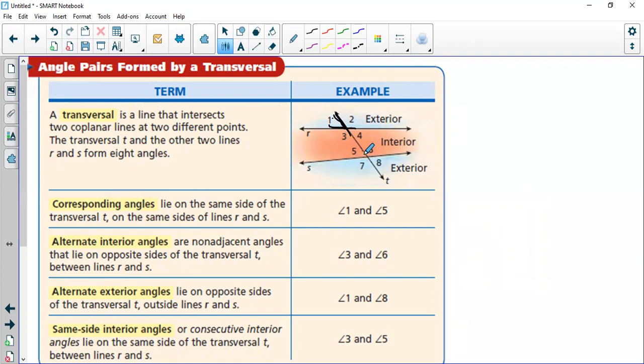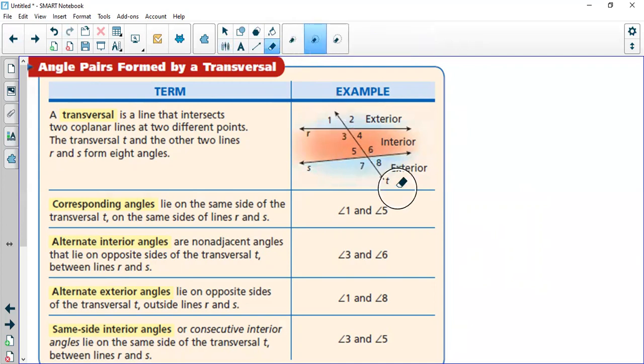Similarly, in this next set of angles, look at this V shape here, angle 5. Which is the vertical angle for angle 5? Angle 8. The same way, angle 6 and angle 7 are vertically opposite angles, or vertical angles as we call them.